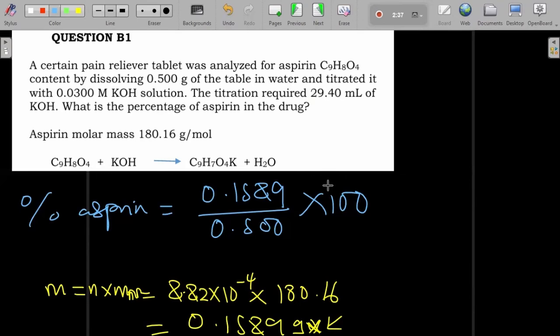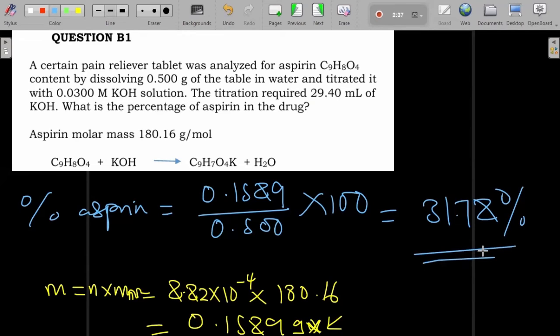Okay, so I have 0.1589 divided by 0.5. Then I'm multiplying this by 100. So I'm getting 31.78%. So this is the percentage of aspirin in the what? In the drug. And that's all for question B1.